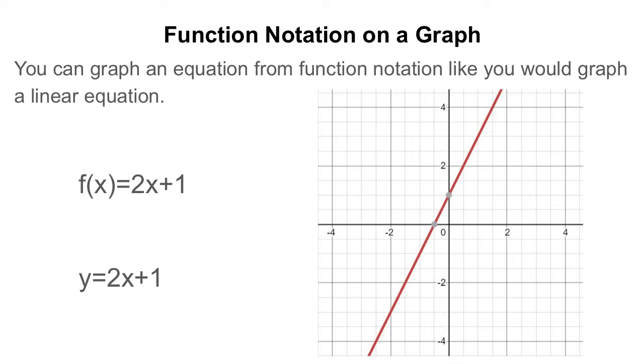Now, function notation on a graph: you can graph an equation from function notation just like you would a regular linear equation. So the graph of f of x equals 2x plus 1 is the same as the graph of y equals 2x plus 1 because they both give us a slope of 2, or 2 over 1, and a y-intercept of 1, as we can see here. So I'd start at 1, go up 2 over 1, and I can graph. So this function, f of x, is the same as just being y equals.